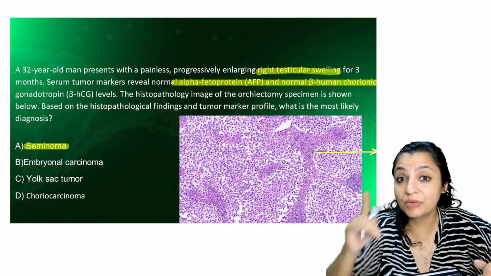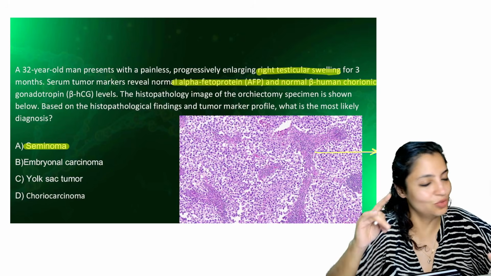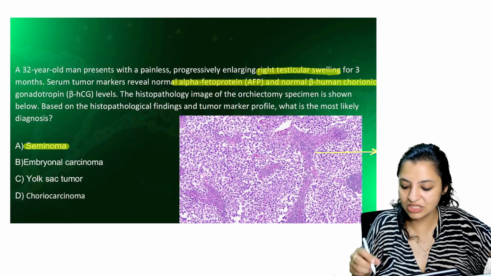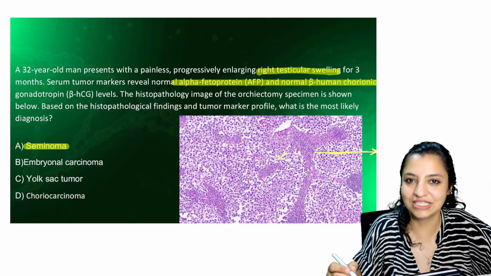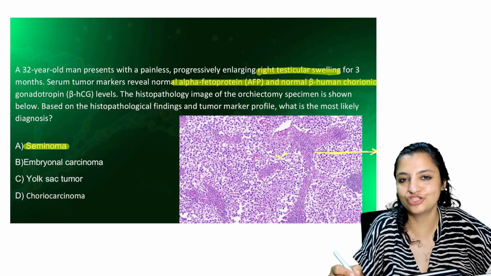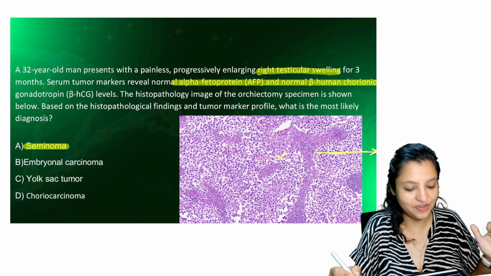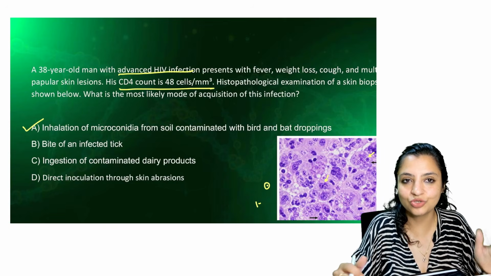So this was the question which I gave in the PDF yesterday. If you have seen that PDF, you know this question. This was a testicular mass, typically septa infiltrated by lymphocytes and these clear cells. You know this is seminoma. Alpha fetoprotein and HCG levels are normal. That's a clue. That's a very typical seminoma. Coming to the next question here.